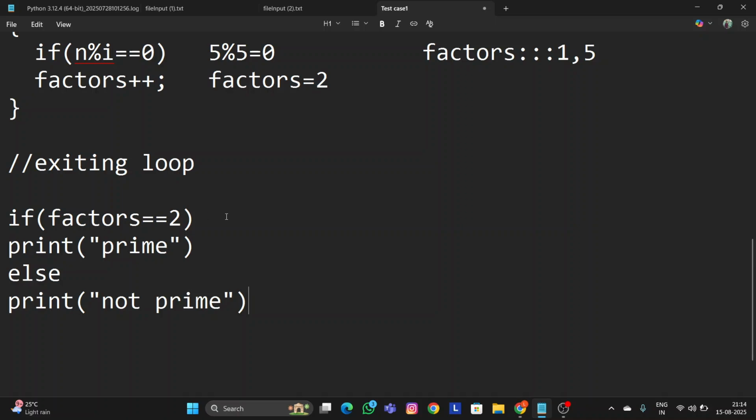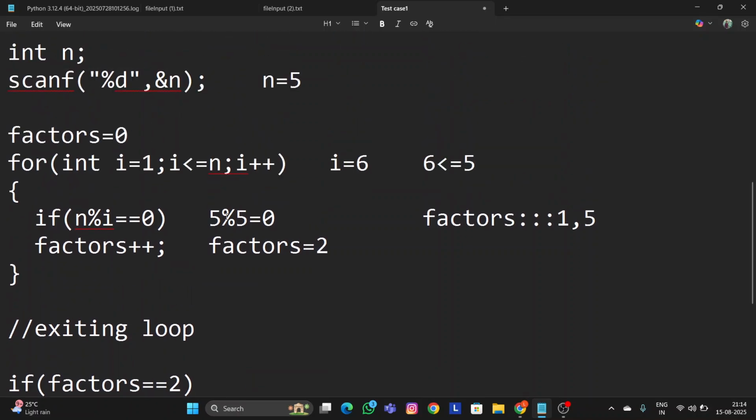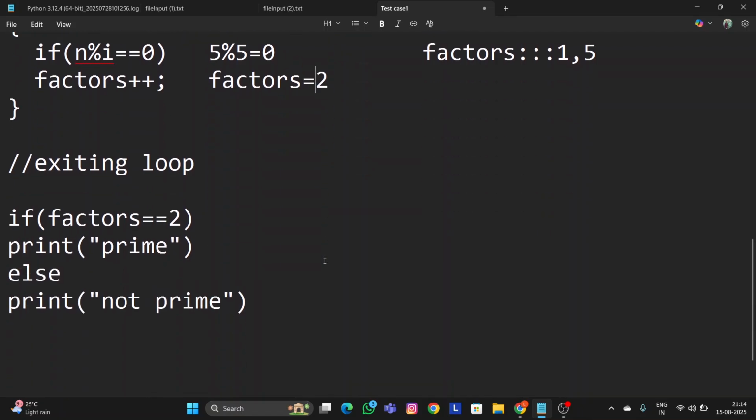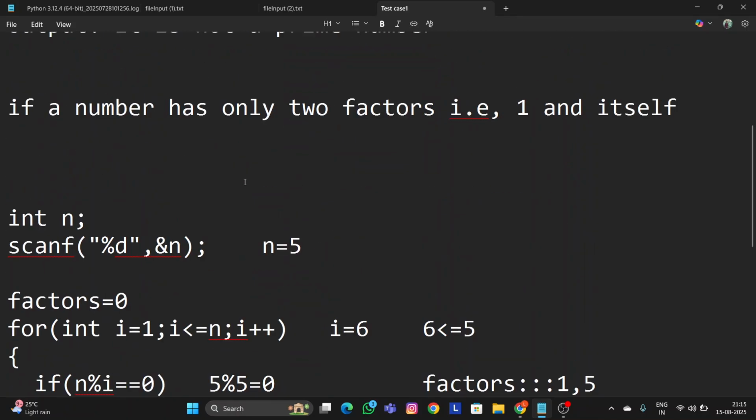If factors equal 2, then only my number is a prime number. Here, how many factors are there? The factors are 2. Is the given number a prime number or not? Yes, this condition is true and the given number is a prime number. So let us take another example.